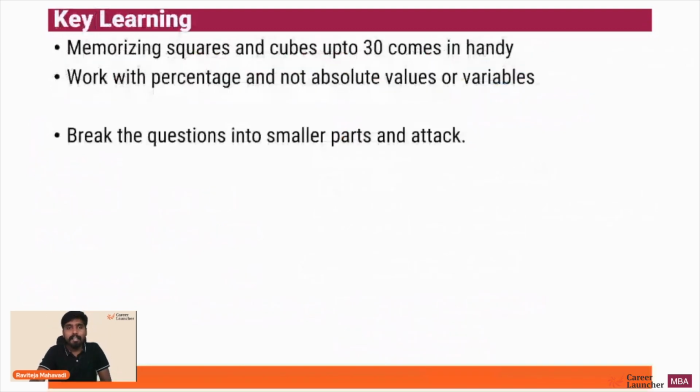So what are the key learnings from this? See, some squares and cubes will come in handy while calculating. Work with percentages and not absolute values or variables. This is something that I have said even in my previous episode. Break the question into smaller parts and attack, right? Compound interest is nothing but simple interest for 1 year, then you get an amount, and on that you earn simple interest for another year, then you get another amount, and on that simple interest for another year. That is how compound interest works. That is successive percentage increase essentially.